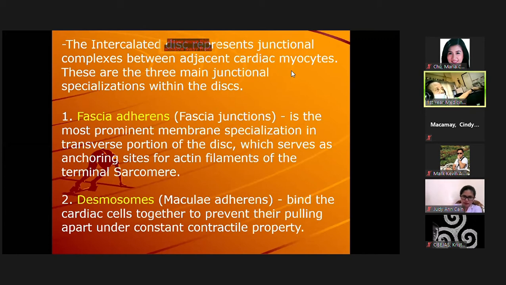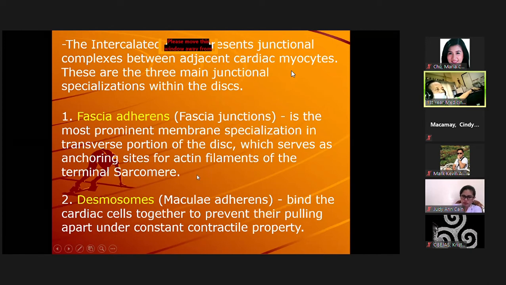These are the three main junctional specializations within the intercalated disc. First, fascia adherens, the most prominent membrane specialization in the transverse portion of the disc, which serves as anchoring sites for actin filaments of the terminal sarcomere. Remember that in skeletal and cardiac muscles, the structural or functional unit is the sarcomere, both of them.